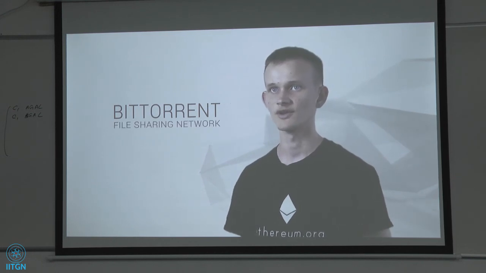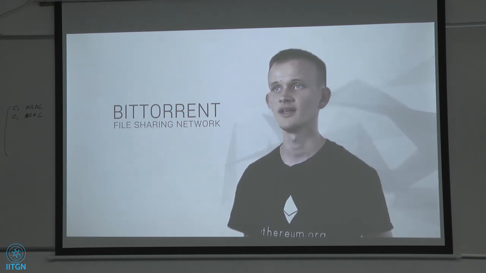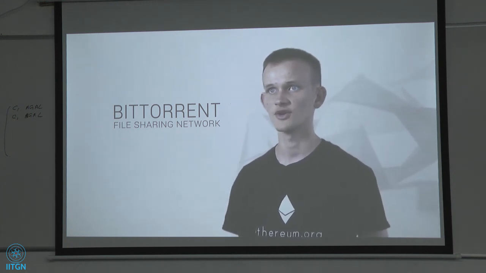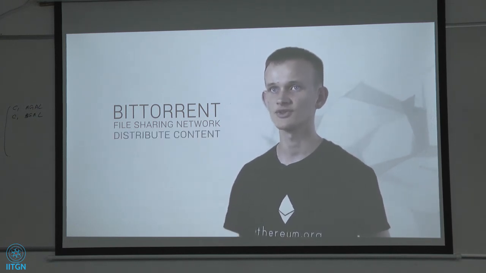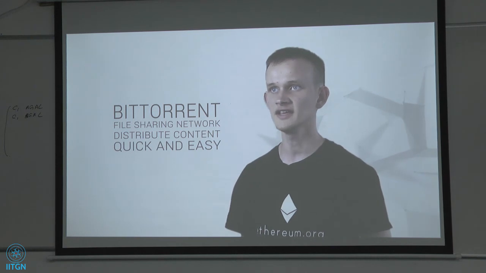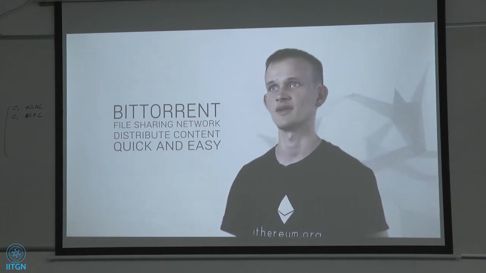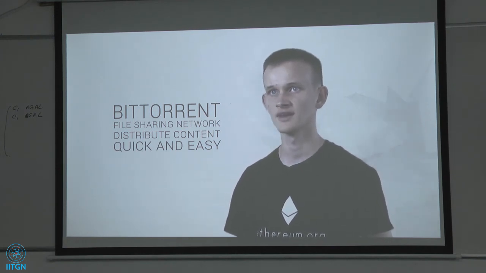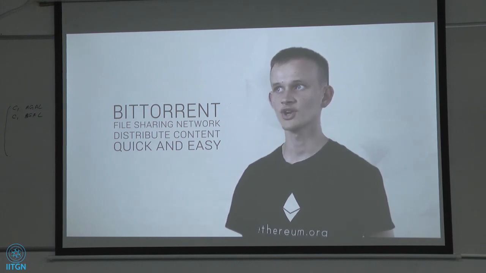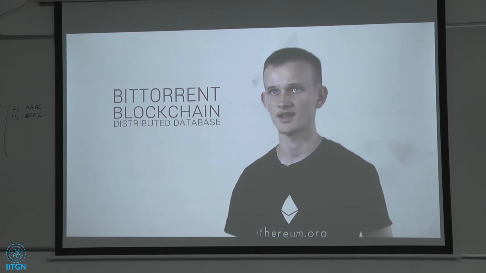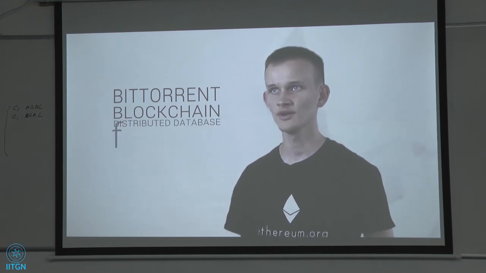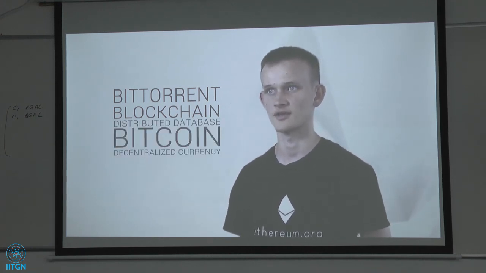BitTorrent, a file-sharing network developed in the early 2000s, is arguably the first decentralized application to have been created. BitTorrent allows anyone to share any kind of file with anyone else in the world, allowing people to distribute content quickly and easily, even if they do not have the resources to pay for their own website or server. 5 years later, Satoshi Nakamoto came up with the idea of a blockchain, a sort of distributed database, and used it to build Bitcoin, the world's first decentralized currency.